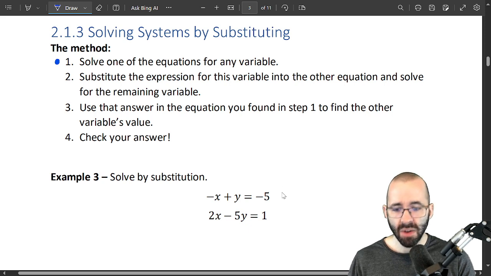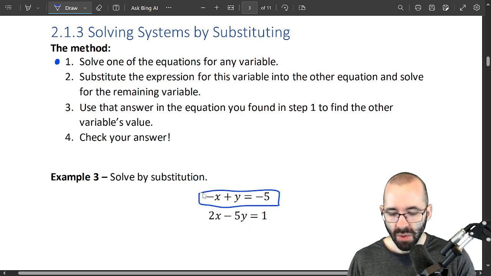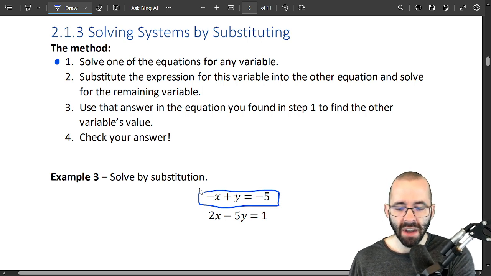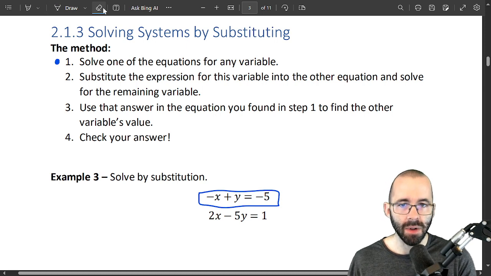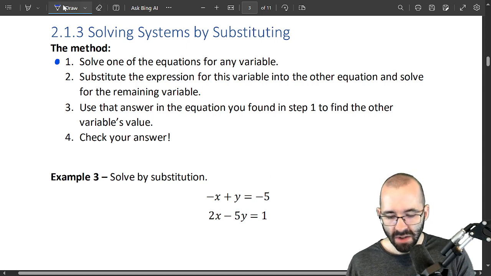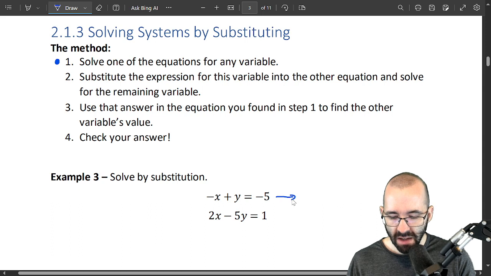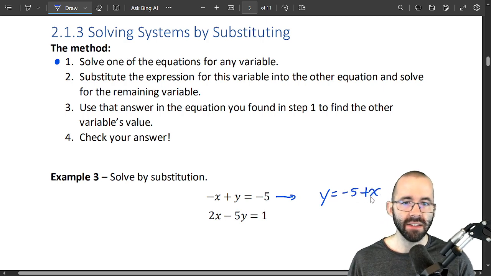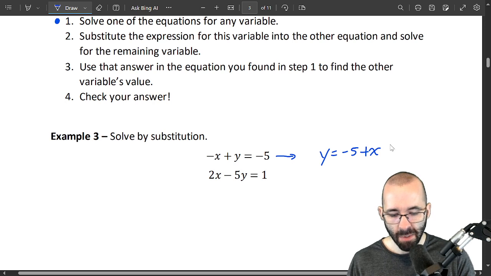For me, when I look at these equations, solving this equation for y looks the easiest, because all I have to do is add x to both sides. But you could solve any equation for any variable. So I'm going to solve this for y. If I do that, I'm going to add x to both sides. And what that's going to look like is give me y equals -5 plus x. So I've just done step 1.